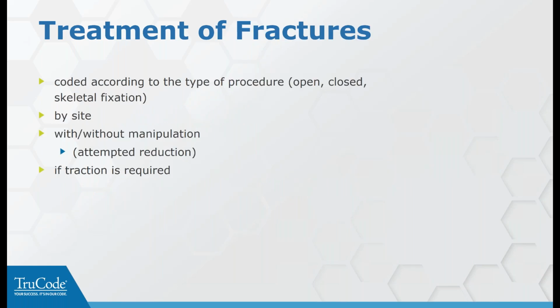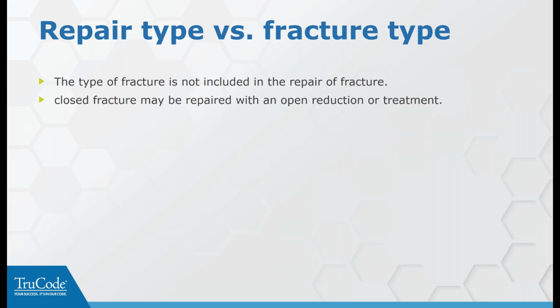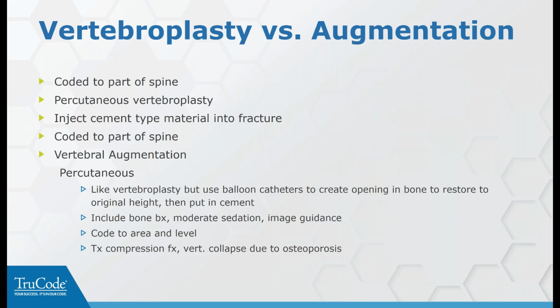In the treatment of fractures, remember those are coded to the type of fracture, if it's open or closed, the type of procedure, open, closed, or skeletal fixation, and then by site, femur, femoral shaft, for example, and then either with or without manipulation. Remember the term manipulation means attempted reduction, and it may also change the code assignment if traction is required. As I mentioned earlier, the type of fracture is not included in the repair of the fracture, so you might need to do an open reduction or treatment of a closed fracture. So don't let your diagnosis confuse you when you're looking at the fracture procedure type.